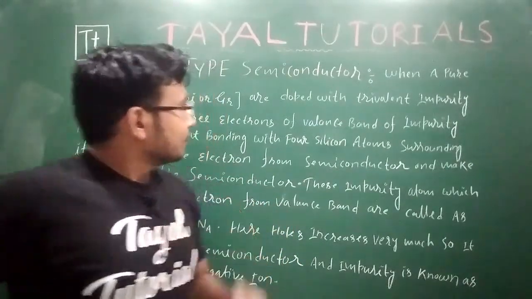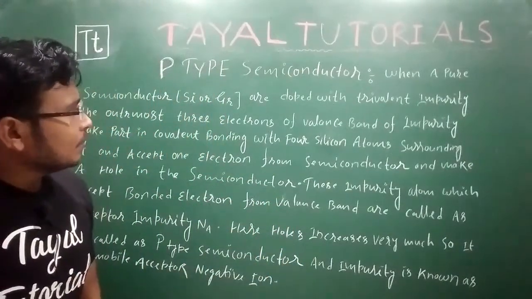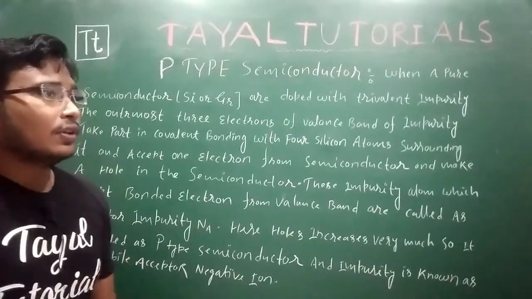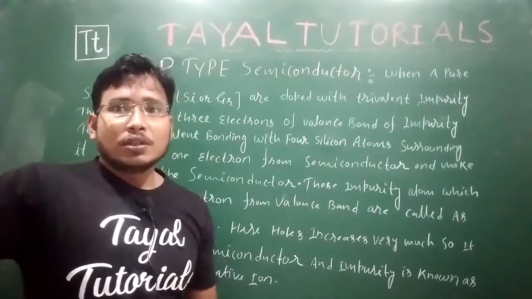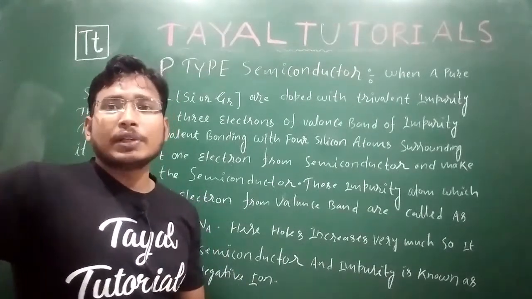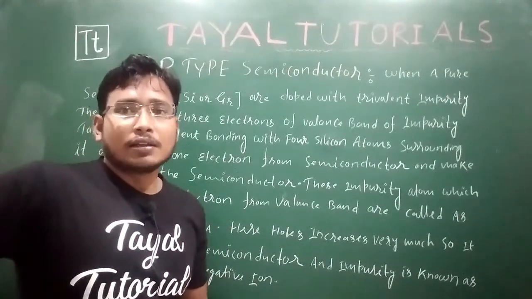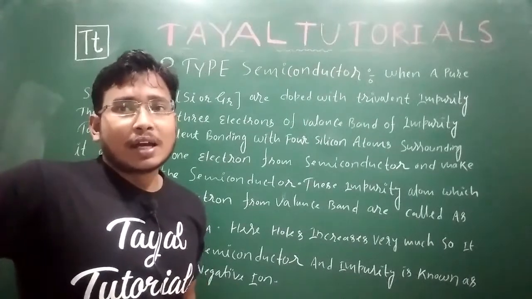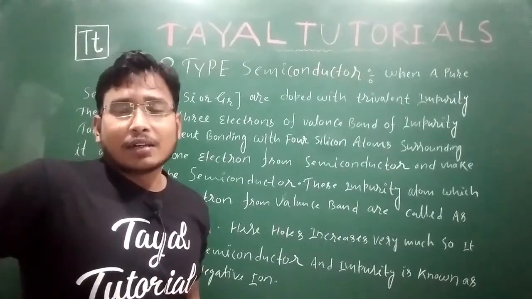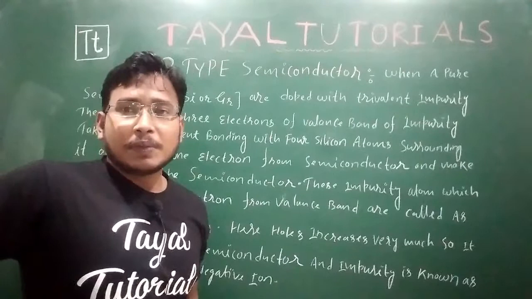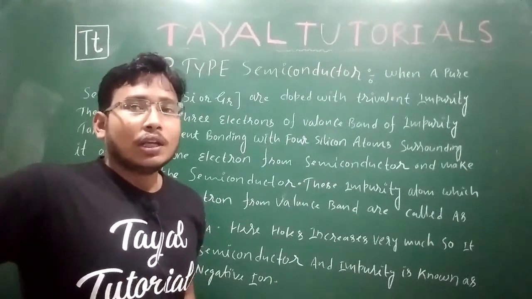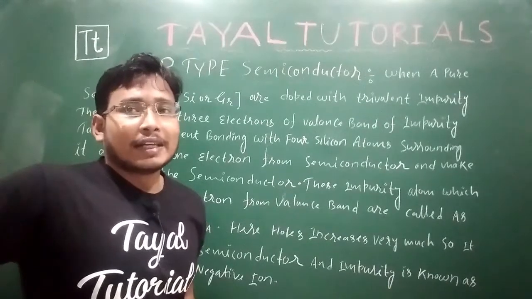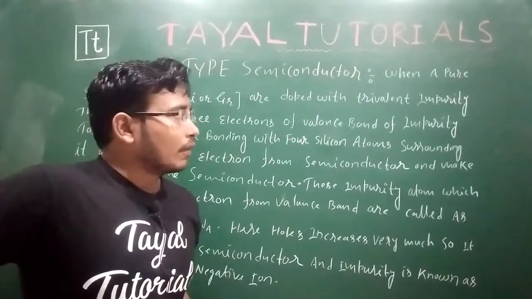Okay, see, in N type of semiconductor the number of electrons is more than the number of holes. So in an N type of semiconductor the majority carrier will be electron and minority carrier will be hole. But in p type of semiconductor the majority carrier will be hole and minority carrier will be electron. We will see how it will be.